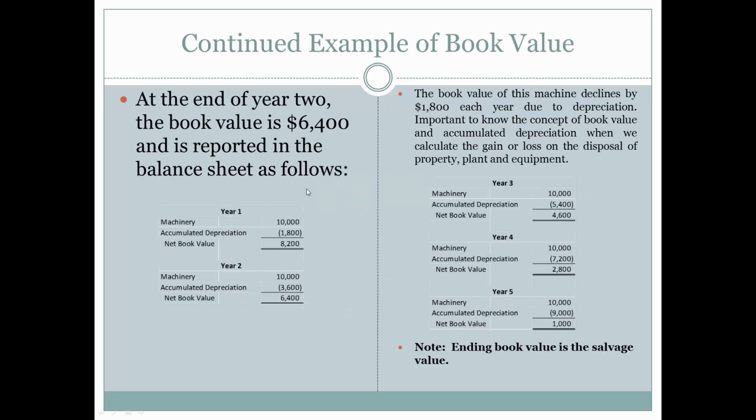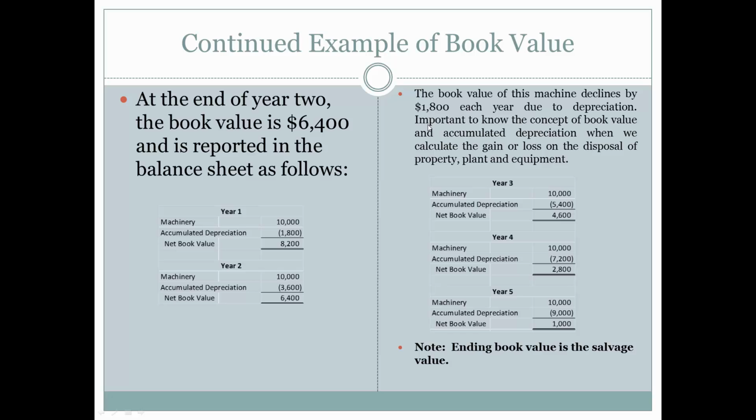Continued example of book value. At the end of year two, the book value is 6,400 and is reported on the balance sheet as follows. So the first year, the book value was 8,200. The second year, after 2 years of depreciation, is 3,600. So the book value would be 6,400. The book value of this machine declines by $1,800 each year due to depreciation.